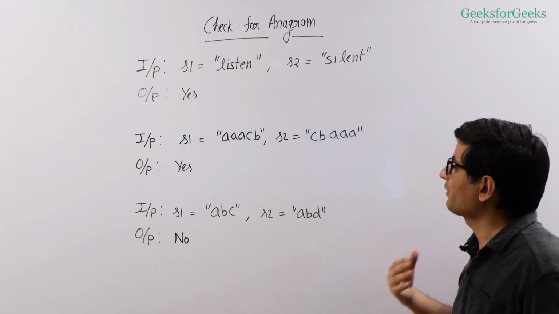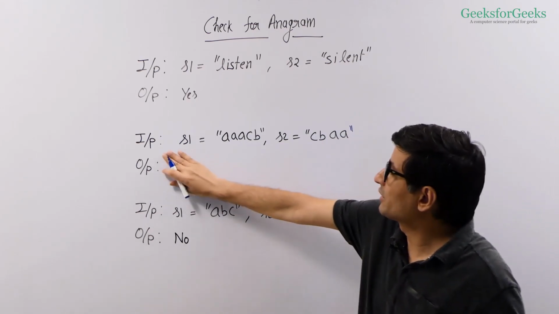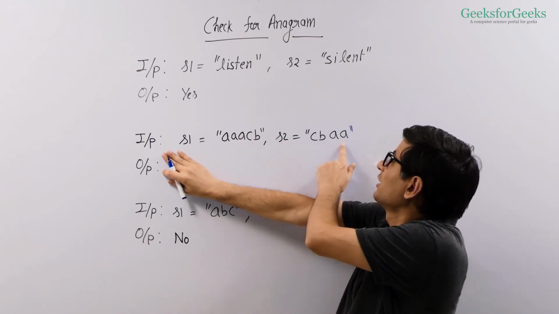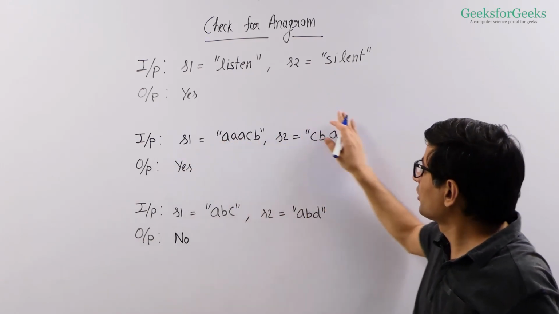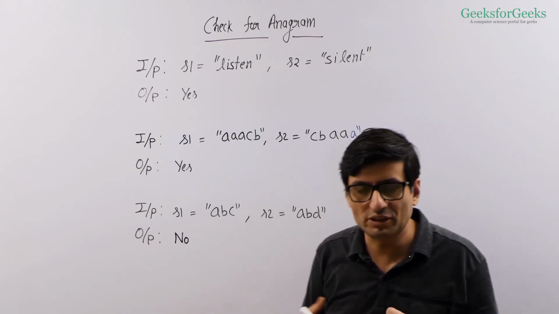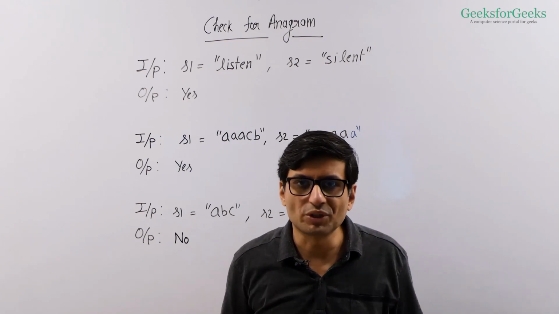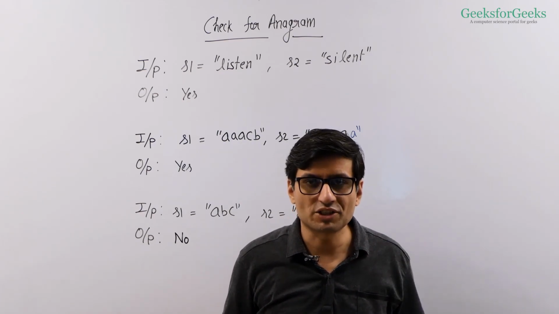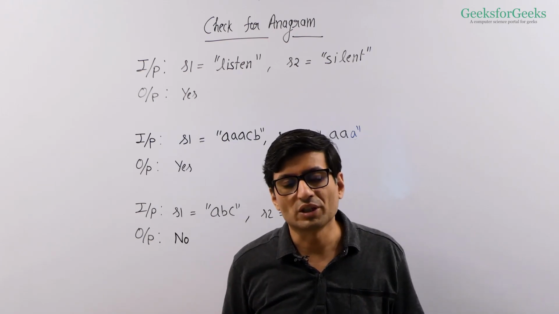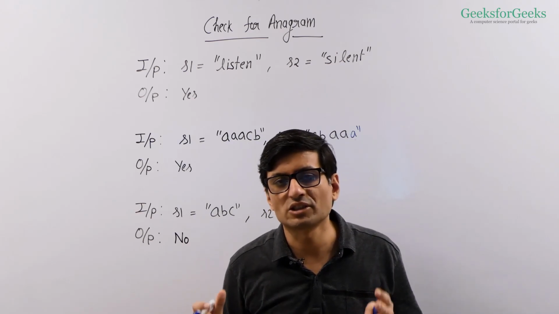Now just to clarify the problem more, if I remove one A from here, then also our answer will become no, right? Because you have A's frequency 3 here and A's frequency 2 here. So if all the characters have the same frequency and both these strings have same set of characters, then we call them anagram. Now please pause this video and try to write down a function that takes two strings as arguments and returns true if these two strings are anagram of each other, otherwise returns false.